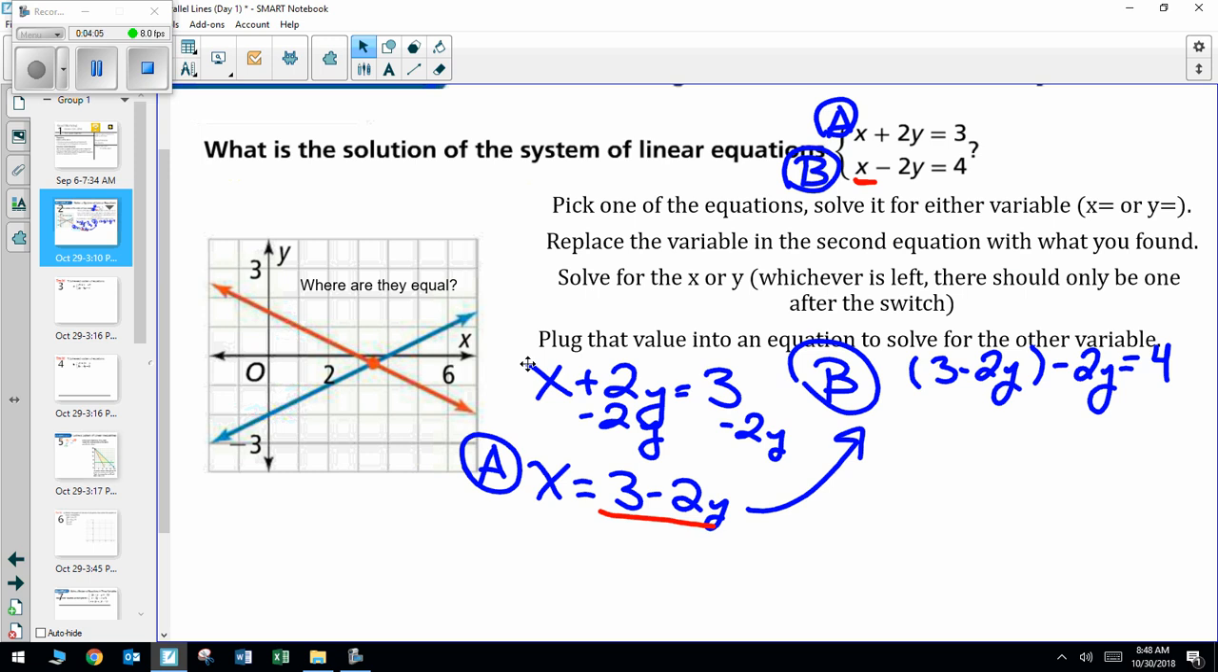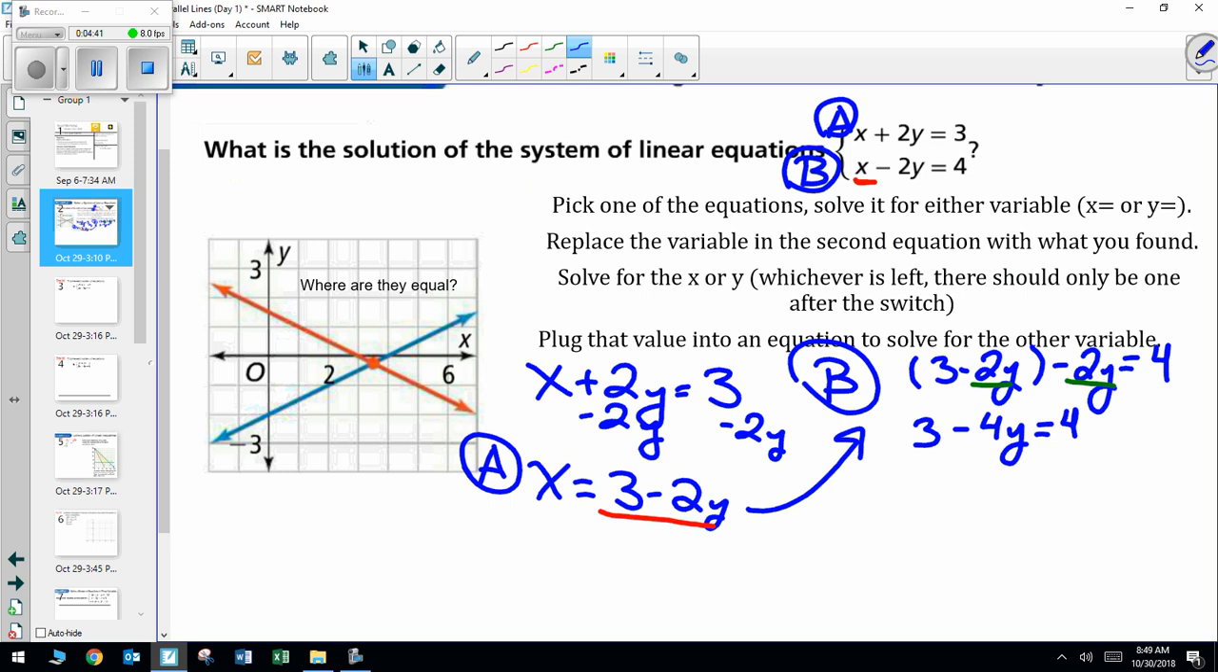Now, if I only have one variable, I can solve for that variable. So I can get rid of the parentheses. There's nothing to distribute there. I just put them in to show that's what I was substituting in place of x. So if I combine like terms, these two y's can go together. So -2y minus 2y is going to give me 3 minus 4y equals 4.